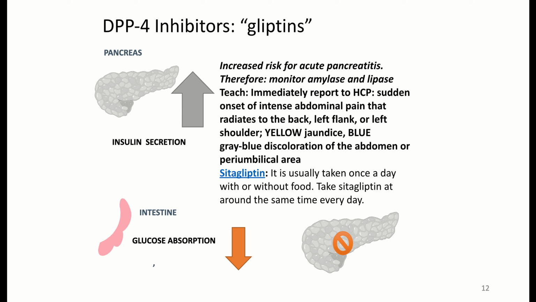You also need to teach patients who are on gliptins to immediately report sudden onset of intense abdominal pain that radiates to the back, left flank, or left shoulder, yellow jaundice, blue gray or blue discoloration of the abdomen or periumbilical area.